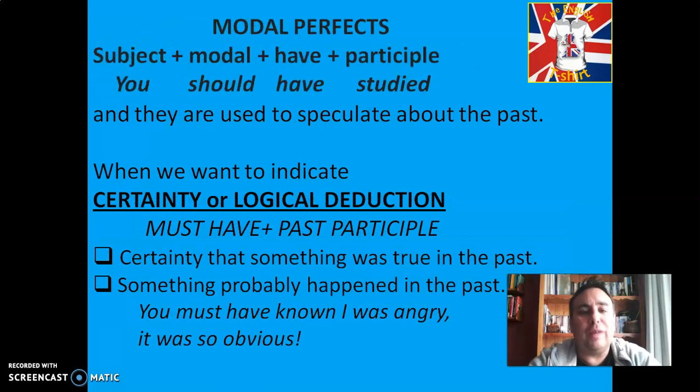Remember that the structure of modal perfects is subject plus modal plus have plus participle, and they are used to speculate about the past. So when we want to indicate certainty or logical deduction, we use the expression must have plus participle. When we refer to certainty that something was true in the past or something probably happened in the past. You must have known I was angry. It was so obvious. Debe de haber sabido que yo estaba enfadado.